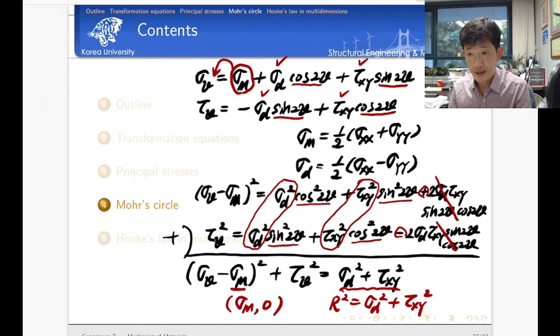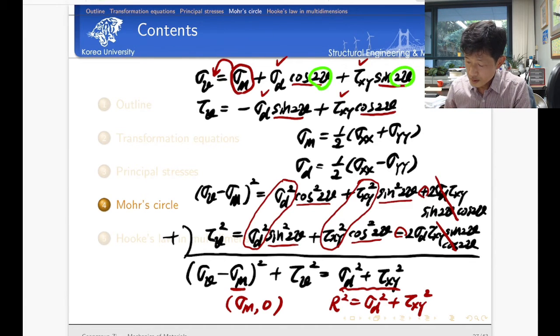This is a parametric representation of the stress state at different angles. So make sure that if you look at this equation carefully, we have a 2 theta component here, which means any change in the actual domain measured by angle theta corresponds to a 2 theta difference in Mohr circle space.